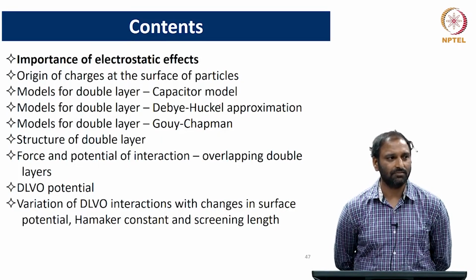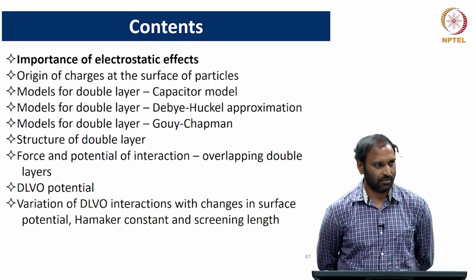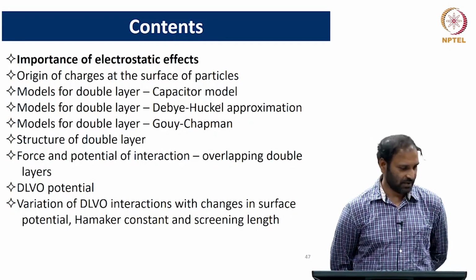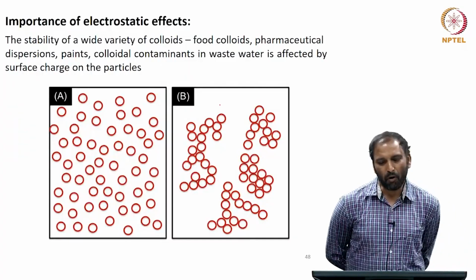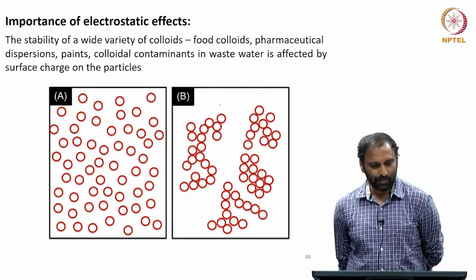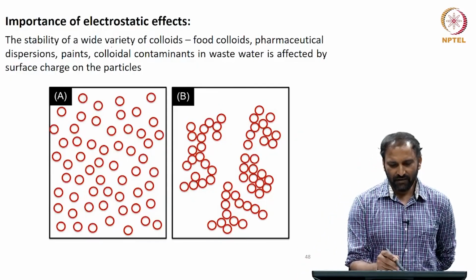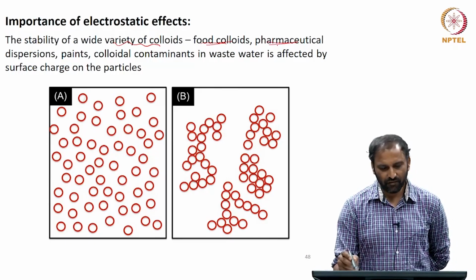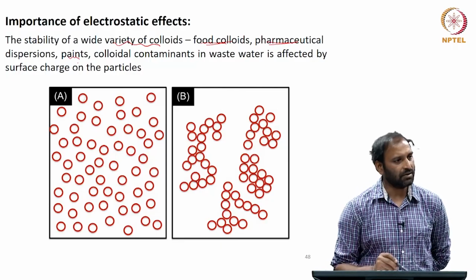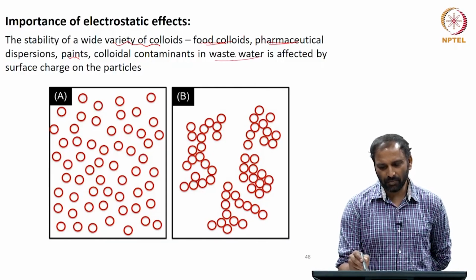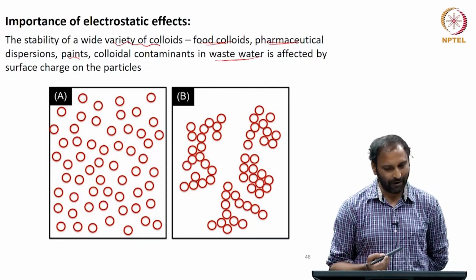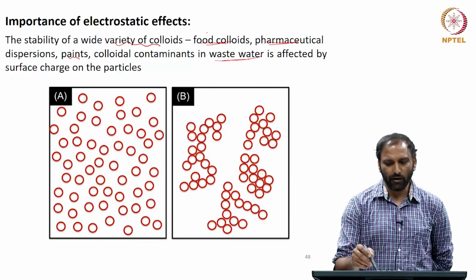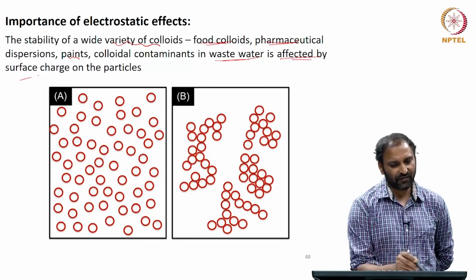Some thoughts? So, due to surface charges there will be some attraction or repulsion. Correct, right. So, due to some surface charges there can be attraction or repulsion. It turns out that these interactions are very important, because one example is the stability of a variety of colloids, be it food colloids, colloids found in pharmaceutical dispersions, paint, as well as waste water, which may have a lot of contaminants with colloidal length scale, and the stability of all such things is affected by the surface charge on the particles.